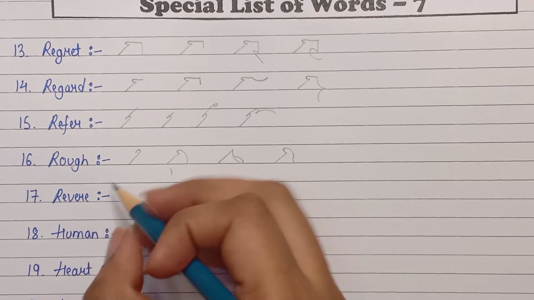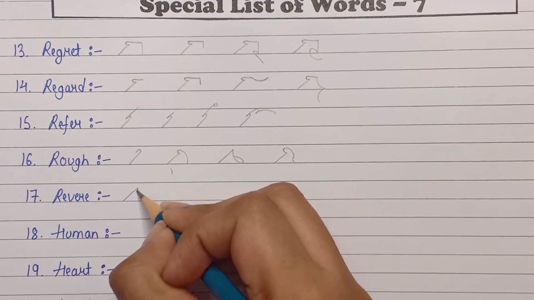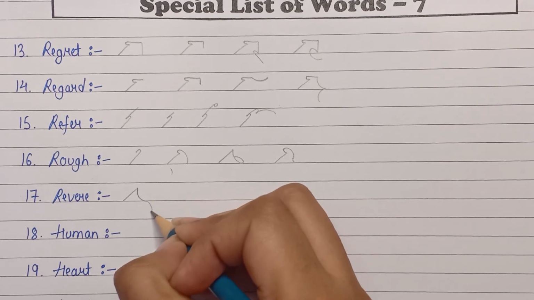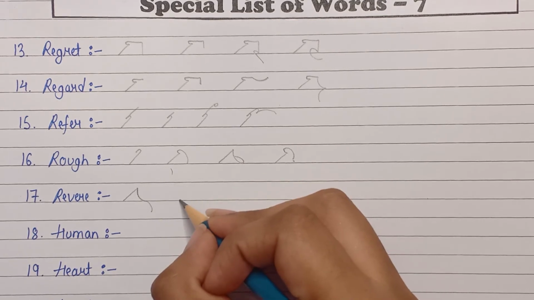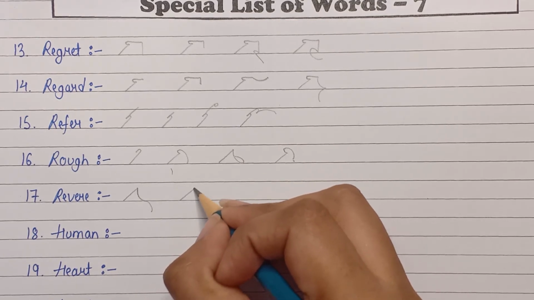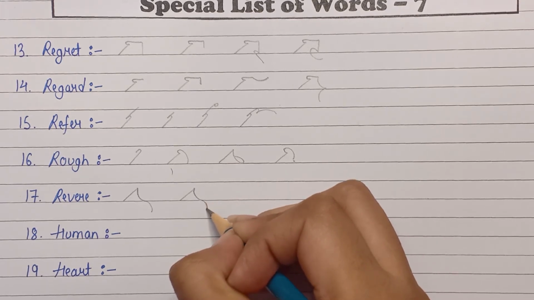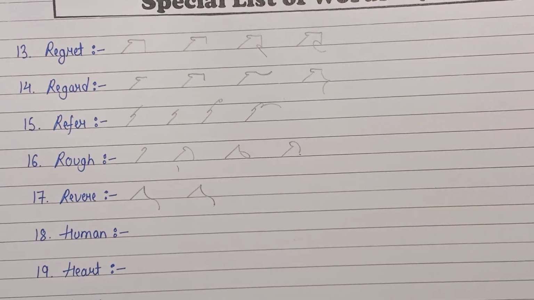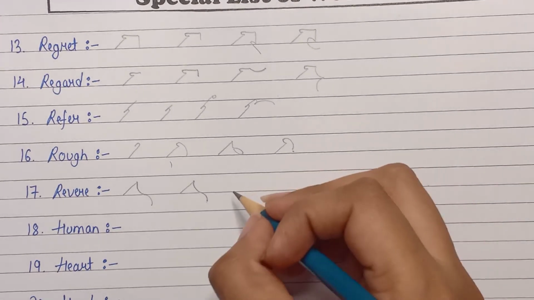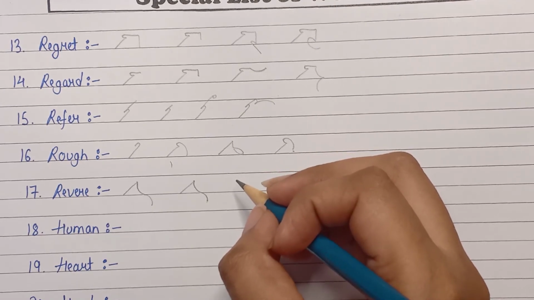River. R V R. River. Next is revered. So R V and RD. Revered. Clear? Next, reverence.